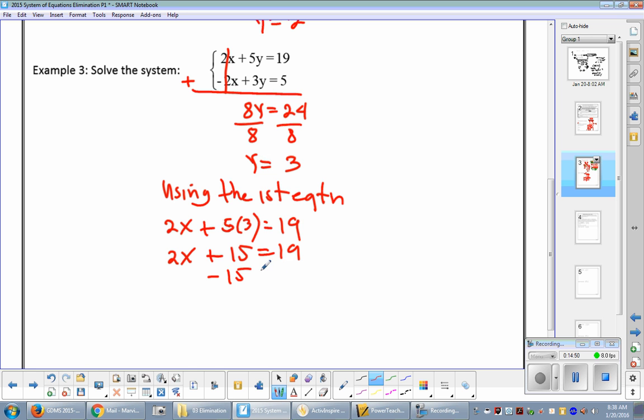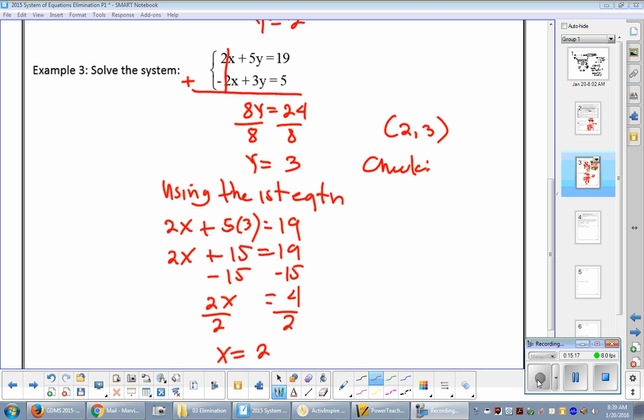Subtract 15 from both sides. We'll get 19 minus 15, which is equal to 4. It's 2x. Then divide by 2, and we'll get x equals 2. So we already have the solution, which is (2, 3). And again, don't forget to check your answer.